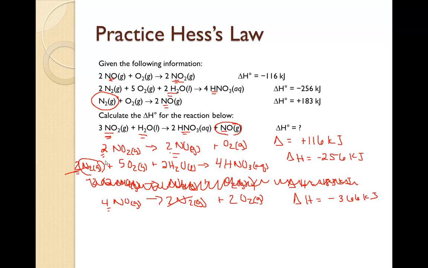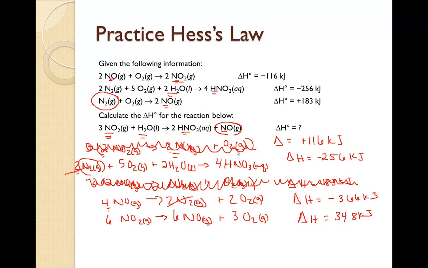If I multiply this entire equation by 3, that brings us to 6 NO2s, 6 NOs, and 3 O2s. Because I multiplied that by 3, I need to multiply our top delta H by 3 as well, to be 348. That means this top one gets scribbled out because we don't need it anymore.